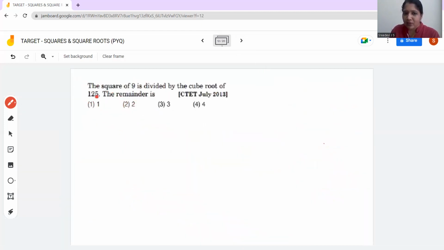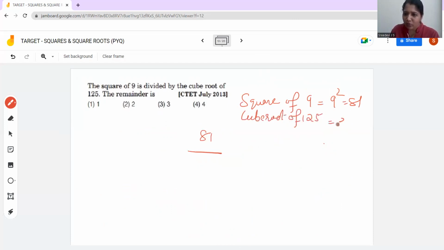Next question. The square of 9 is divided by the cube root of 125. So this is just basic awareness. What is the square of 9? 9 squared, that is 81. The square of 9 is divided by the cube root of 125. What is the cube root of 125, everyone? That is 5. So it is 81 by 5. When you divide it, what is the remainder? It is asking, right? 1 5 is 5, 4 carry over, that is 31, 6 5s are 30, so 1 is the remainder. So option 1 is the correct answer.